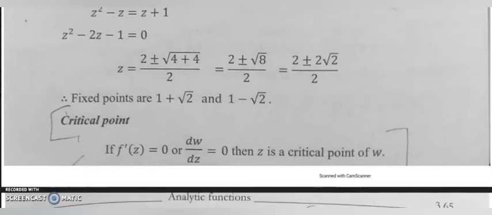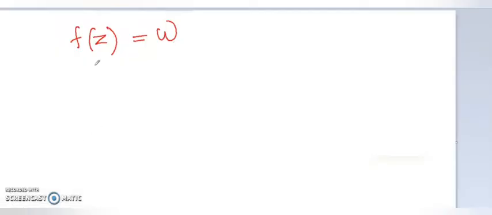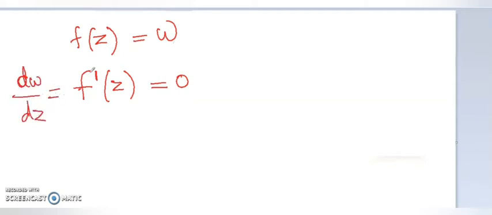Then our next definition, critical point, which we learned earlier. At critical point, f dash of Z is equal to 0. What is f of Z? F of Z is equal to W. At critical point, f dash of Z is equal to 0. F dash of Z means we can take it as dW by dZ, the derivative of W with respect to Z. Either f dash of Z or dW by dZ will be equal to 0 at critical point.